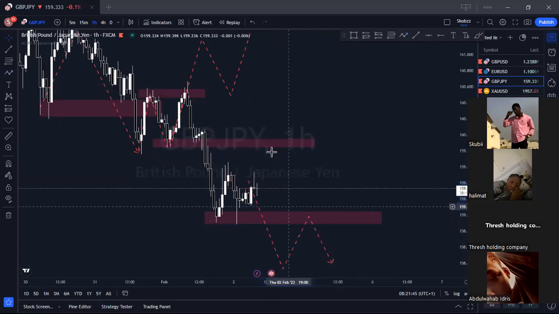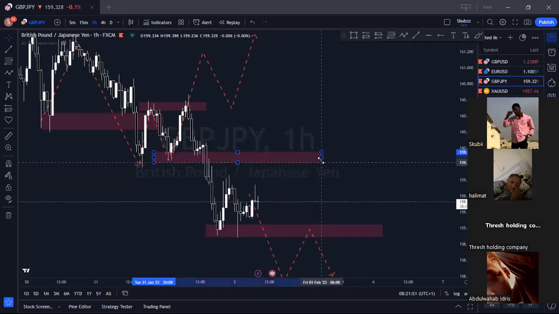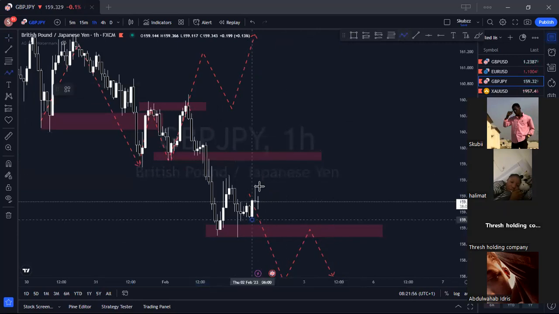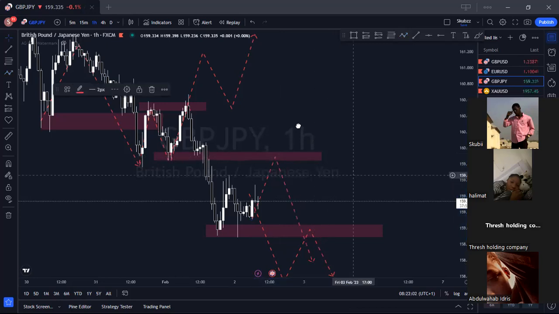Let me delete something. At the same time, this zone is still very much valid. Price has not tapped inside yet. So another thing you might see is price have sharp moves to the upside, tap inside here, and then we'll sell to the downside. So that's basically what I'm watching out for on this one.